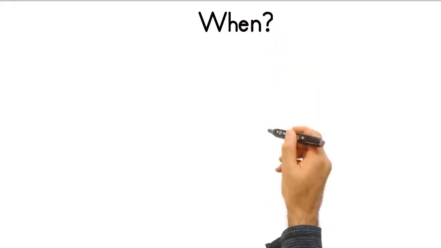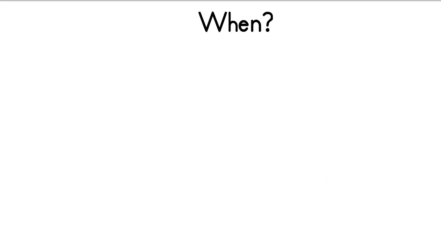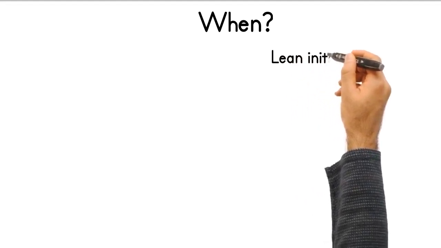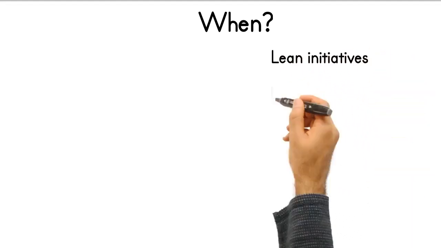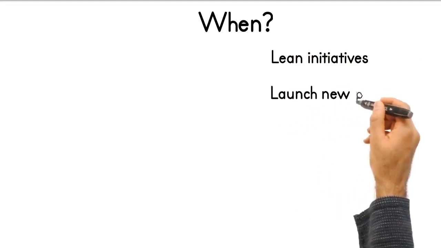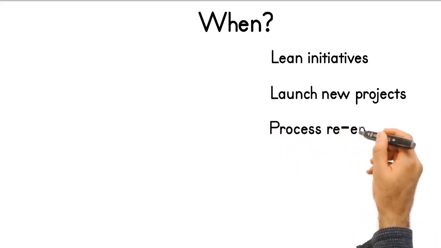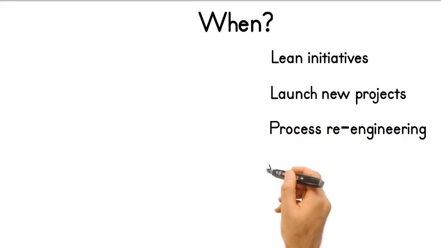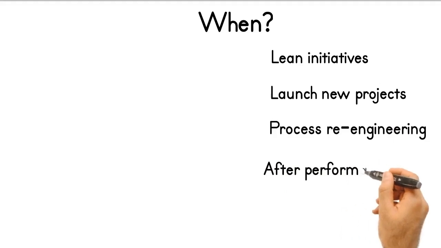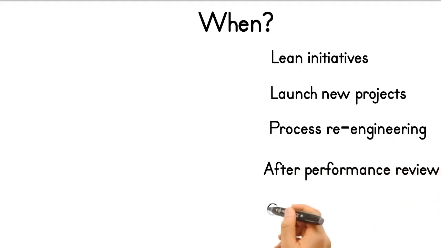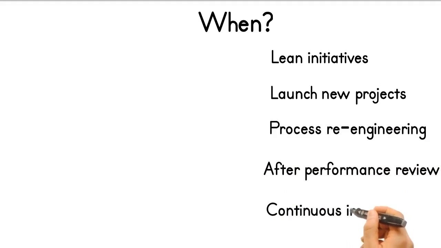Value stream mapping is typically applied when an organization is focused on process improvement or efficiency. Common situations where VSM is used include during lean initiatives, as part of lean manufacturing or lean management practices to identify and eliminate waste, muda. When launching new projects, to understand existing workflows and establish baselines for future improvements. During process re-engineering, to redesign or improve current processes in light of new challenges or business objectives. After a performance review, when performance metrics indicate bottlenecks, delays, or inefficiencies.